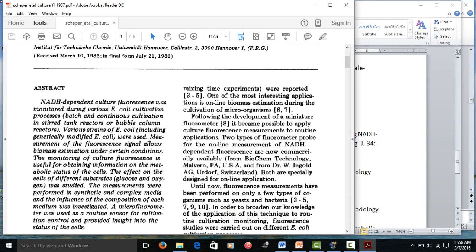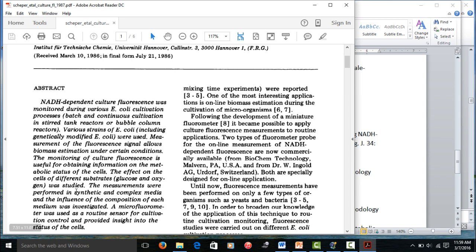To very briefly read the abstract, NADPH dependent culture fluorescence was monitored during various E. coli cultivation processes, batch and continuous cultivation, in stirred tank reactors or bubble column reactors. Various strains of E. coli, including genetically modified E. coli, were used. Measurement of the fluorescence signal allows biomass estimation under certain conditions, this we have already seen.